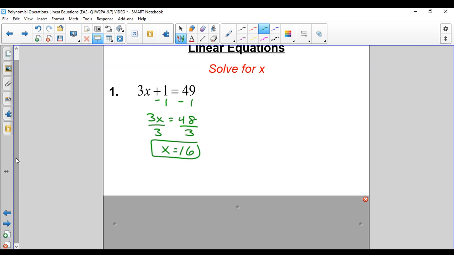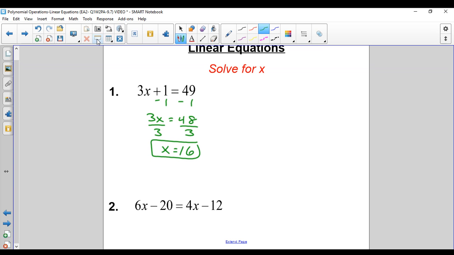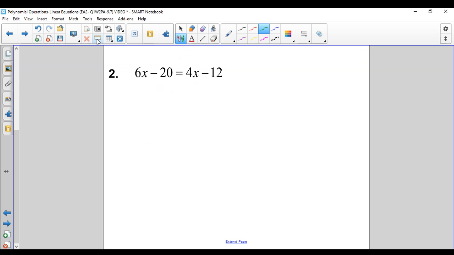Just building it up a little bit here. We have variables on both sides. You can take this one step at a time. You can combine steps if you want, but ultimately the first thing I do is move the variables to wherever the bigger variable is. 6x is bigger than 4x, so I subtract that over. I'm going to split this up into a couple steps.